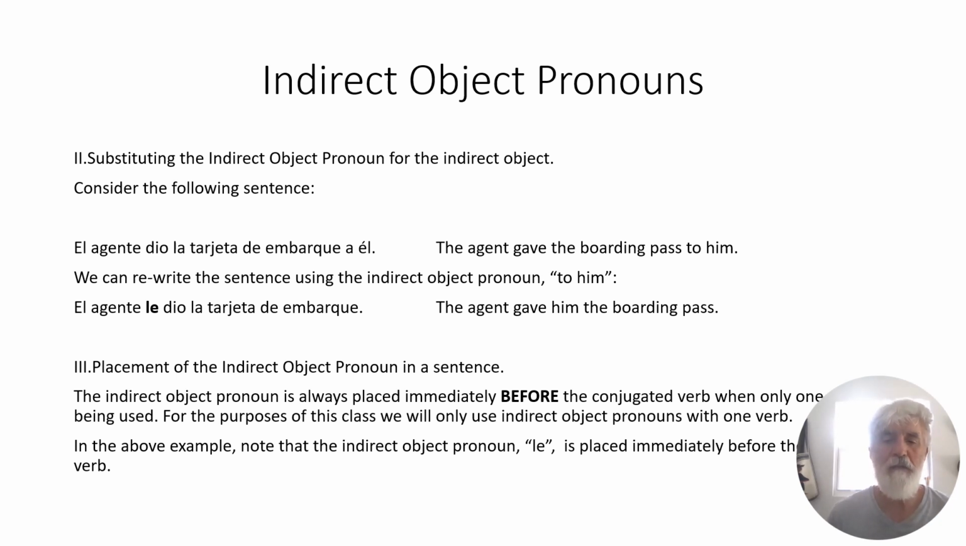Now, an important thing here is where do we place the indirect object pronoun? Again, for this course we're going to be using just one verb in the sentence. When there's only one verb in the sentence, we always put the indirect object pronoun right before the conjugated verb. In English, it goes after. In Spanish, it goes before. Just get comfortable with that, okay?